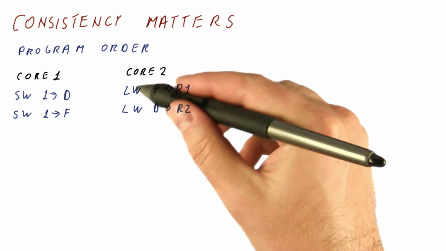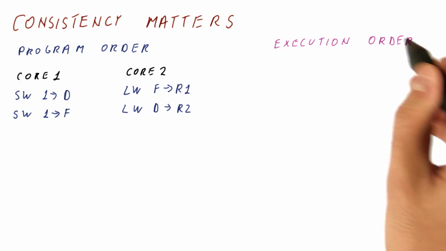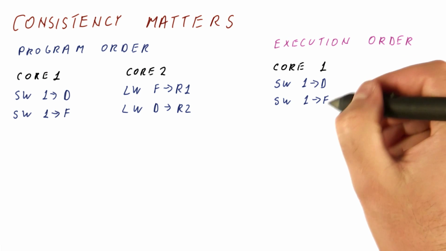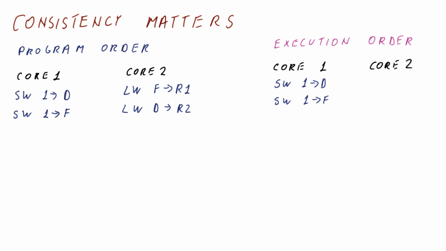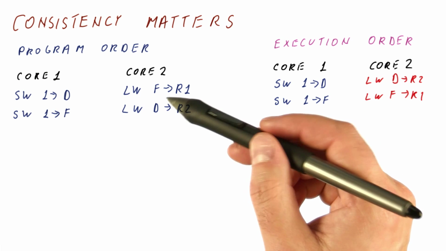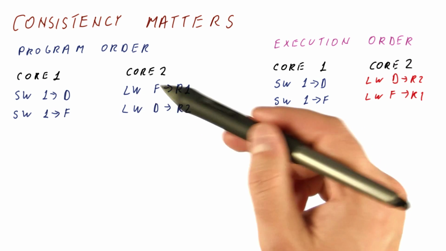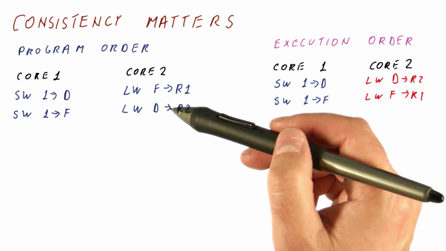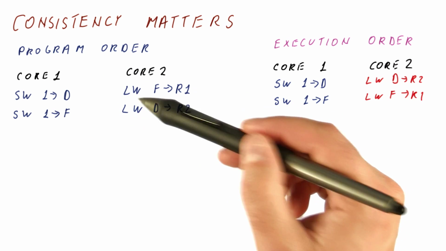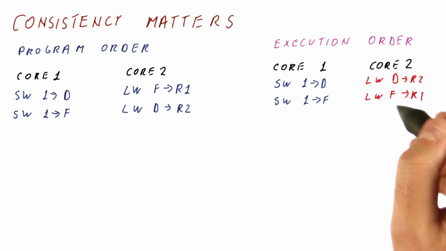Note that we can have an out-of-order processor that reorders loads and stores. So in execution order, core 1 might still be doing the stores in the same order, but core 2 decides to reorder these two loads. Note that in a uniprocessor, reordering of loads, if this core is not writing to these locations, is perfectly okay. And in fact, even in a multiprocessor, most of the time it's okay. Now let's look at what's possible to get in R1 and R2 after this.